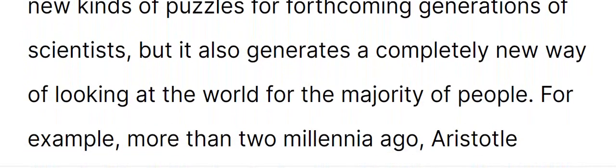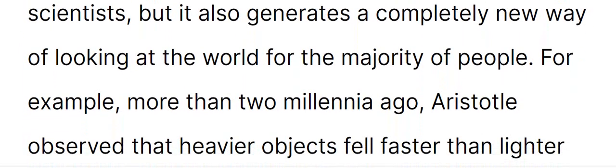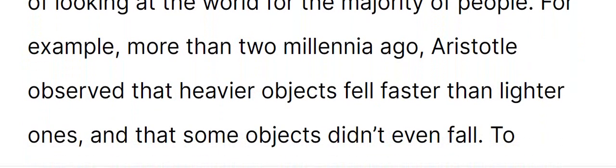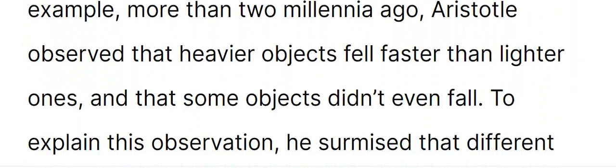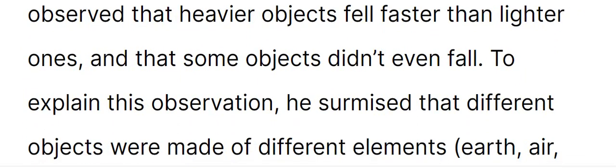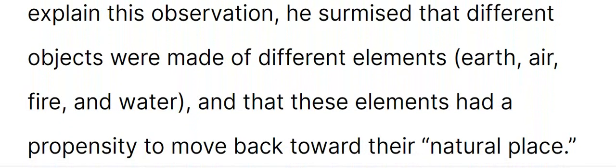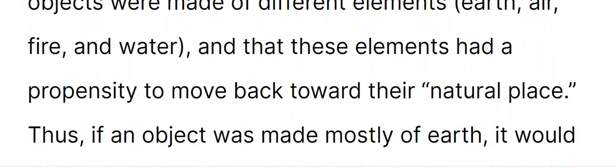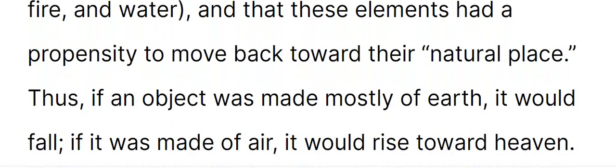For example, more than 2 millennia ago, Aristotle observed that heavier objects fell faster than lighter ones, and that some objects didn't even fall. To explain this observation, he surmised that different objects were made of different elements: earth, air, fire, and water, and that these elements had a propensity to move back toward their natural place. Thus, if an object was made mostly of earth, it would fall. If it was made of air, it would rise toward heaven. Moreover, Aristotle also deduced that an object twice as heavy as another object would fall twice as fast.